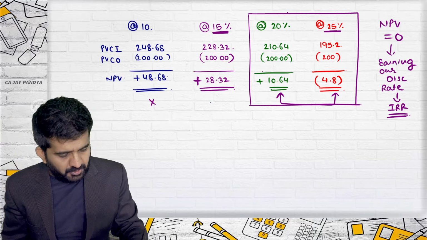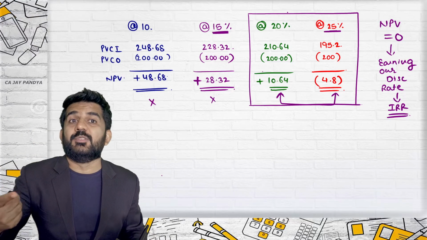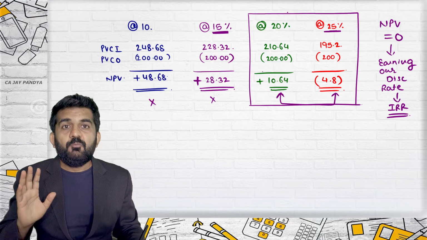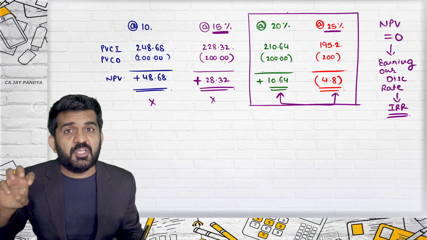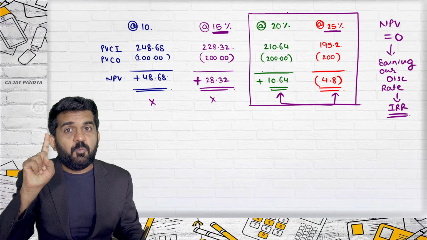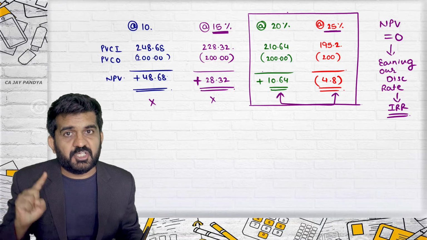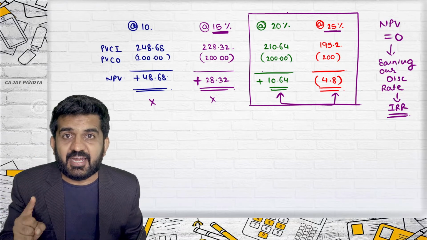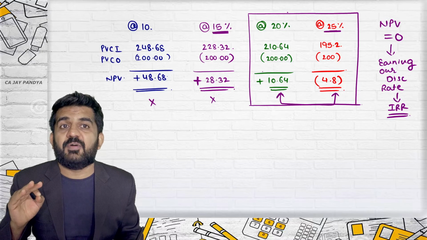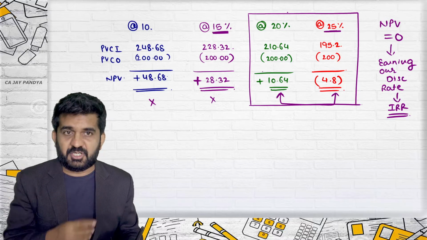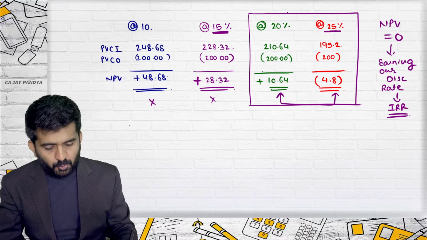For finding out IRR, these two are now useless. Alright. Which two figures or which two rates will be applicable? One rate should have NPV positive, one rate should have NPV negative. Then only you can find out IRR. Try to concentrate on the concept of interpolation.